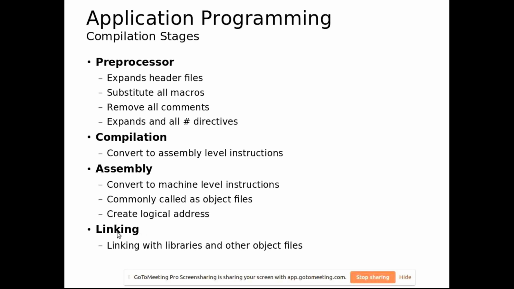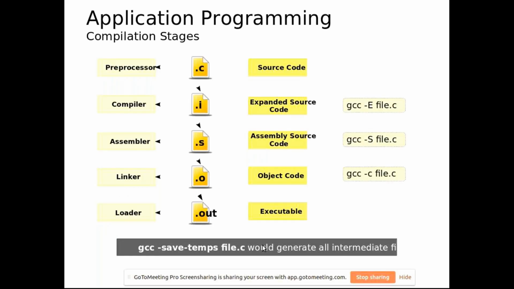So in the pre-processor stage, when we have this command, have you ever tried GCC to compile a C program? This is the command with file.c, and it will save all the temporary files into the same folder, and it will generate the intermediate files.